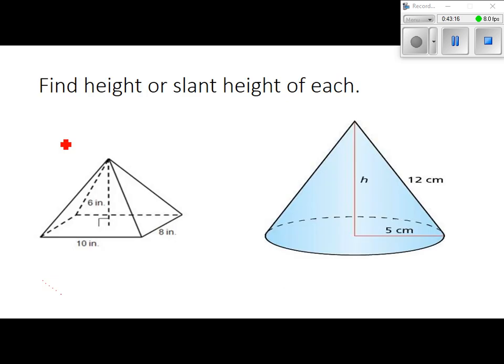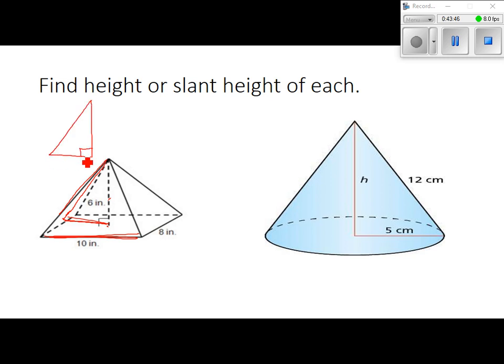Find the height or slant height of each. We're going to do these together. These should be in your notes. In this case, I know the height, and I know this base down here is 10. To find the slant height, it would come down the middle of one of the sides over here. It's hard to draw a 3-dimensional thing in 2 dimensions, but it would look something like this.